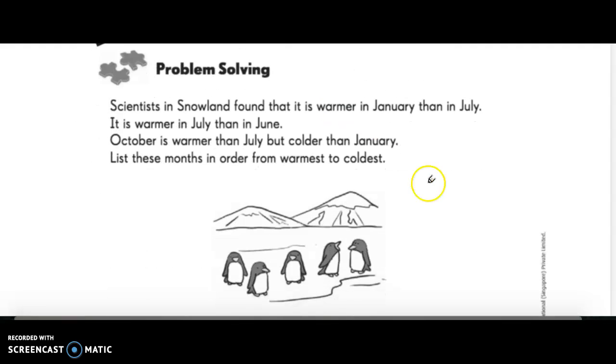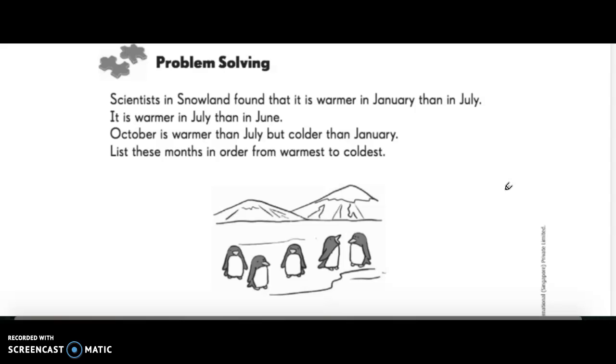And then your second page is a little temperature one. So this is more of working backwards here. So scientists in Snowland found that it's warmer in January than in July. It is warmer in July than in June. October is warmer than July but colder than January. List these months in order from warmest to coldest. So make a list and compare in order to see which one is warmer than the next, and then go from there. Now remember, it should be warmest to coldest.